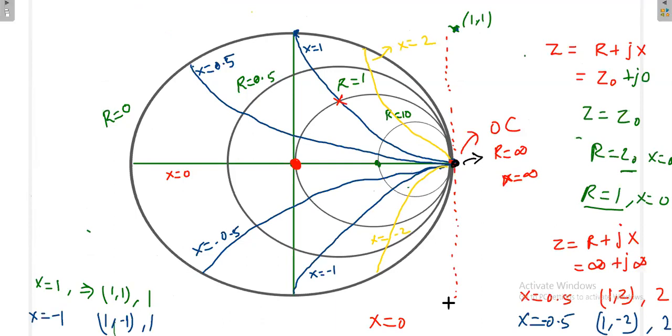Now I will write down the properties of this. This line can also be called the k equal to 1 line. Why is this k equal to 1?